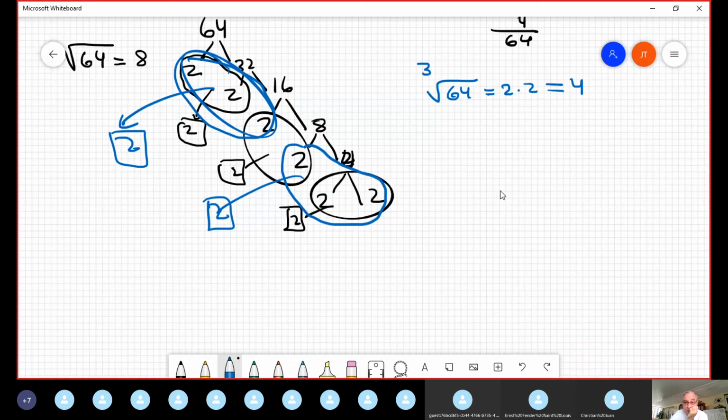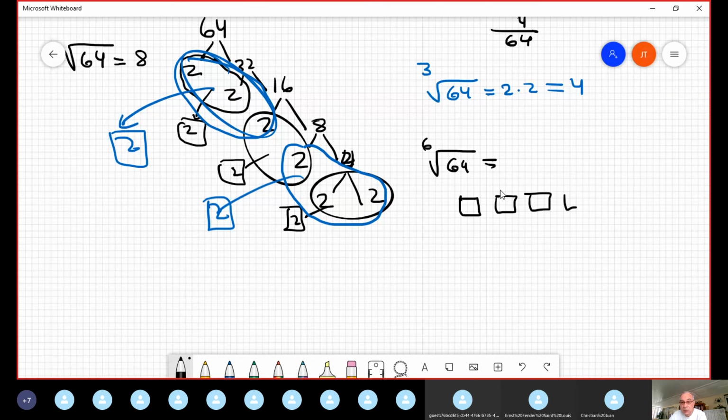Well, let me complicate your life because the time is almost over. Suppose the 6th root of 64. I need to find one number that can multiply by itself 6 times: 1, 2, 3, 4, 5, and 6. Give me the number. What is the answer? 2. It's obvious that it's 2, because we have 1, 2, 3, 4, 5, and 6.